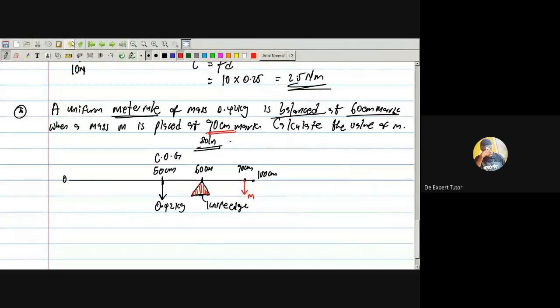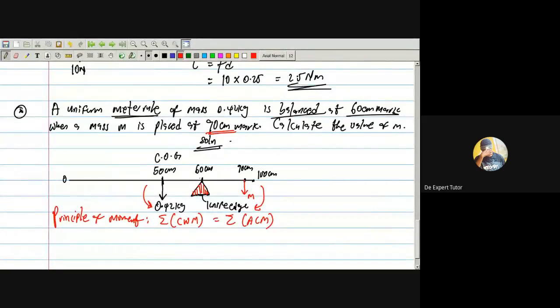Now, see the question. So what do we now do? We apply what we call the principle of moments. What the principle of moments is, gentlemen: the sum of clockwise moments equals the sum of anti-clockwise moments. Now, if you observe, this 0.42 kg creates an anti-clockwise moment, the way it's moving like this. While this one creates a clockwise moment.